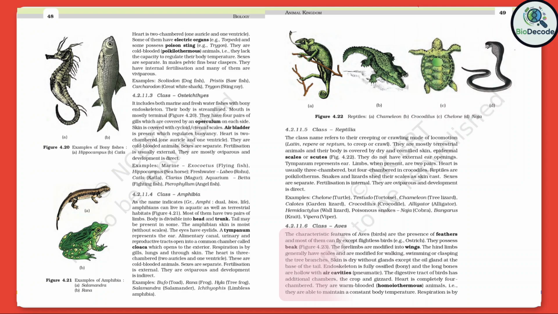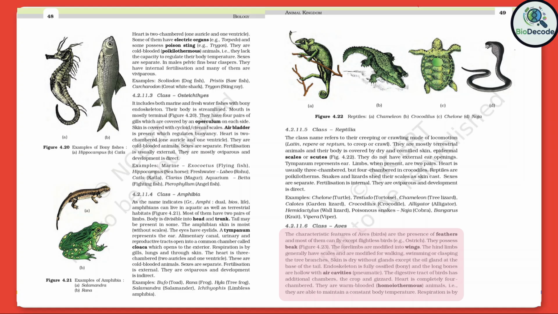Class Aves. The characteristic features of Aves, birds, are the presence of feathers, and most of them can fly except flightless birds, for example, ostrich. They possess beak, Figure 4.23. The forelimbs are modified into wings. The hind limbs generally have scales and are modified for walking, swimming, or clasping the tree branches. Skin is dry, without glands except the oil gland at the base of the tail. Endoskeleton is fully ossified bony, and the long bones are hollow with air cavities, pneumatic. The digestive tract of birds has additional chambers, crop and gizzard.